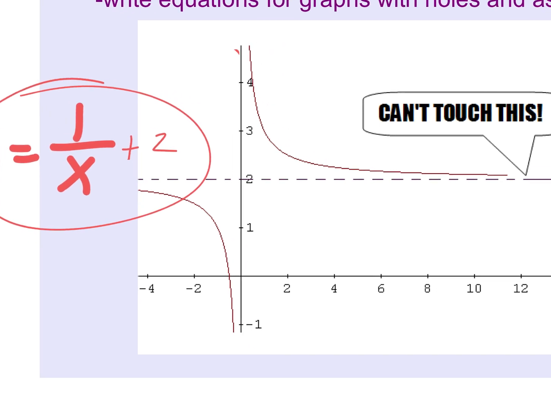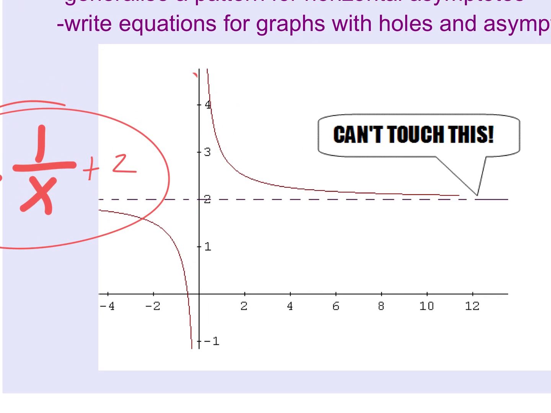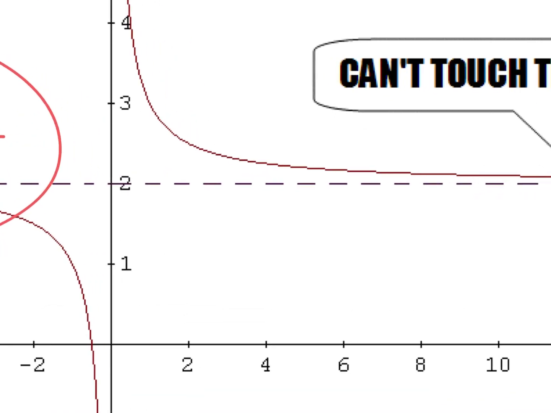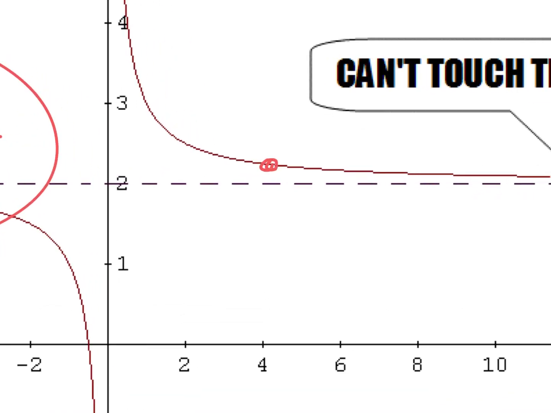Now, what if it also had a hole in it? Let's say it had a hole at 4. That would look like this. There'd be an empty spot written on the graph like this. Not solid, empty. An empty circle like that.